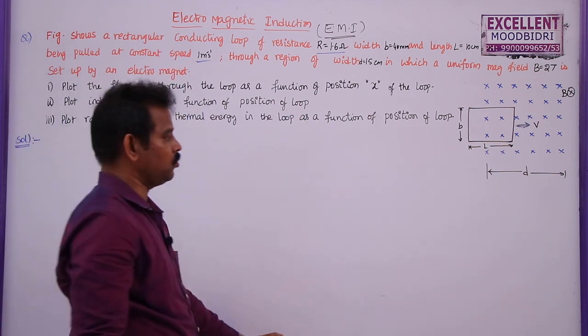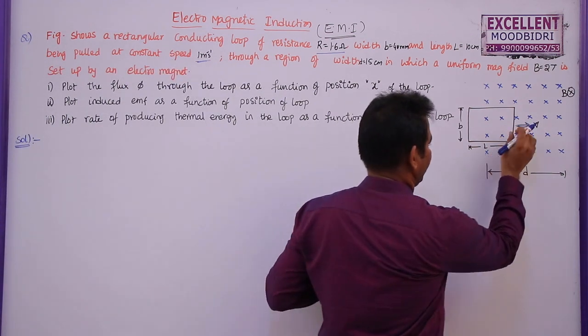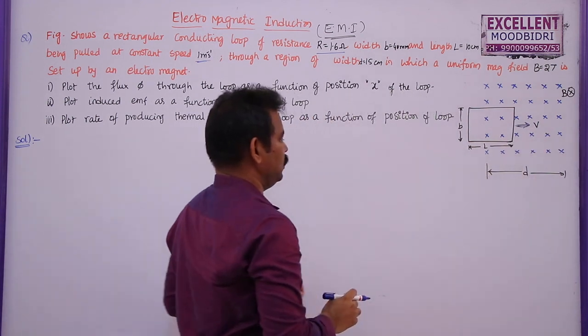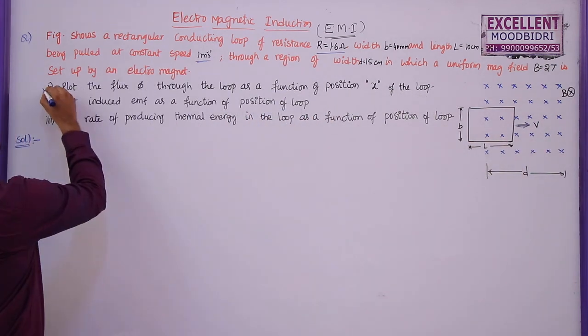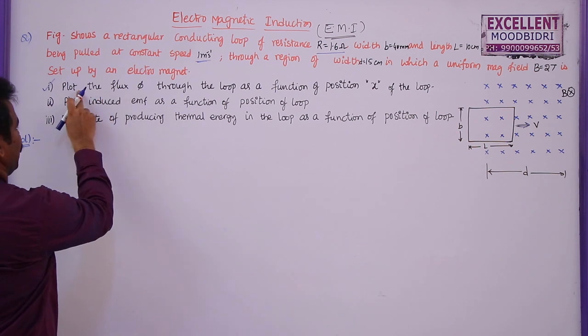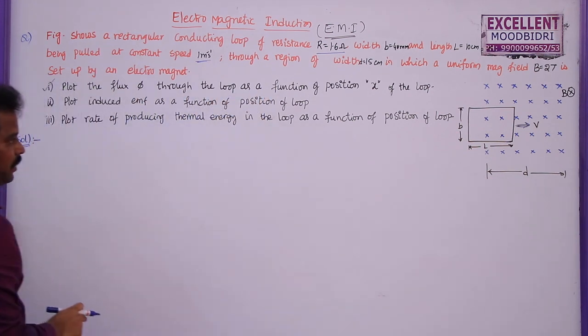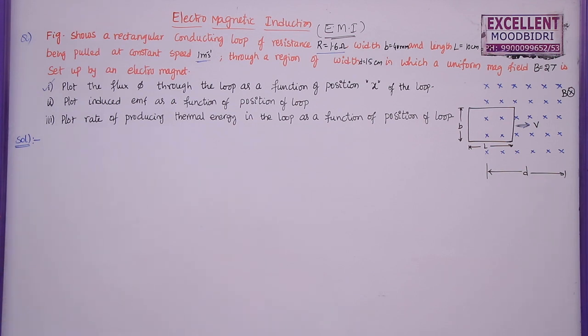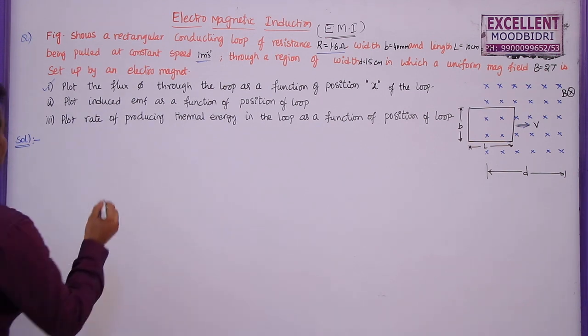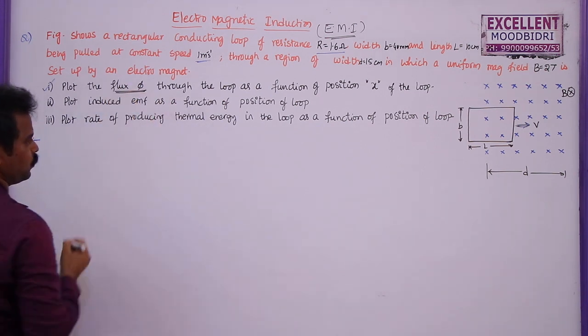I am not showing that electromagnet here. So when I am pulling this one, first we need to plot the flux through the loop as a function of position x of the loop. First of all, we can find the flux through the loop.